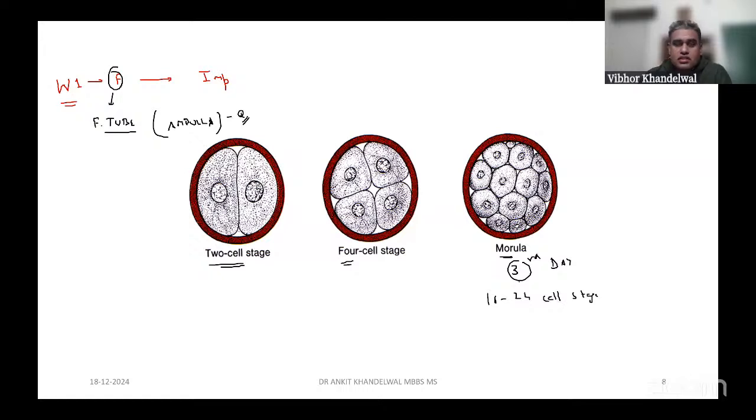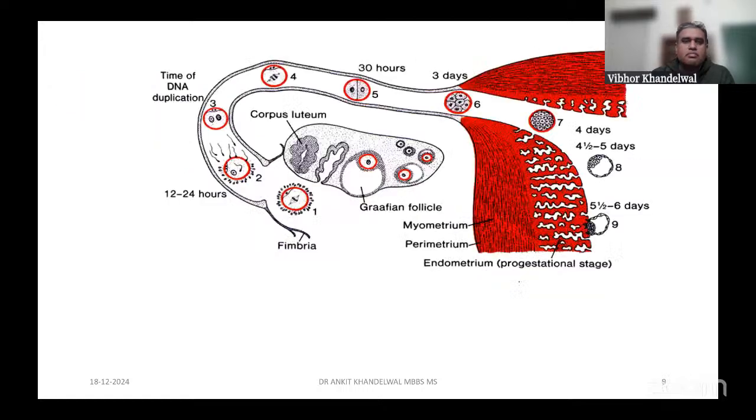16 to 24 cell stage. Now, let me show you an image over here. Here is a good image for you to understand. I guess it is the best image to understand this week. Just go through it. This is the site of an ovary. You can see the Graafian follicles, the corpus luteum, and the primary and secondary follicles over here.